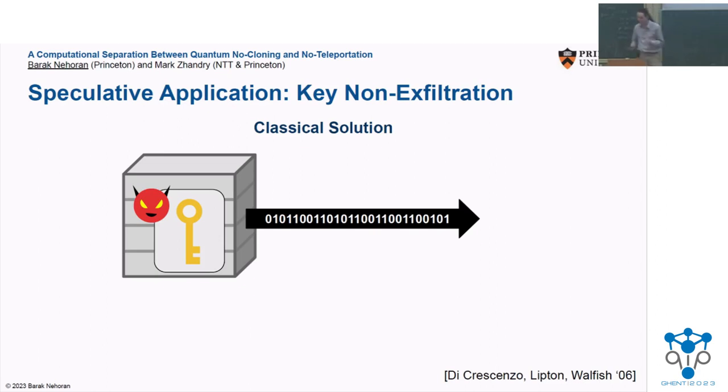One construction is due to Di Crescenzo, Lipton, and Walfish. Very roughly speaking, you have a very large key, so large that the adversary with its limited bandwidth would not be able to send out the full key before you're able to shut it down, before you're able to catch it. And without being able to send out the full key, the outside adversary has nothing, because the partial key doesn't give it anything.